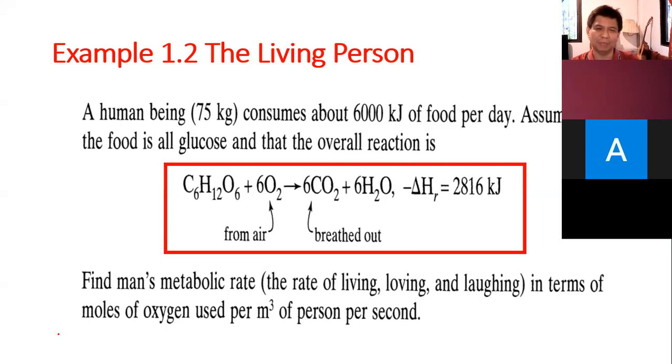A human being, 75 kilograms, consumes about 6,000 kilojoules of food per day. Assume that the food is all glucose and that the overall reaction is C6H12O6, glucose, plus 6 CO2 from air. It produces 6 carbon dioxide plus 6 moles of water. You breathe out carbon dioxide, of course. And then the delta H of the reaction is 2,816 kilojoules. Siyempre, this is per mole of glucose.